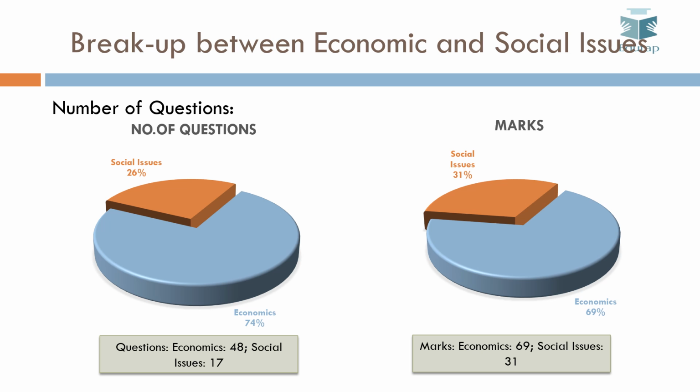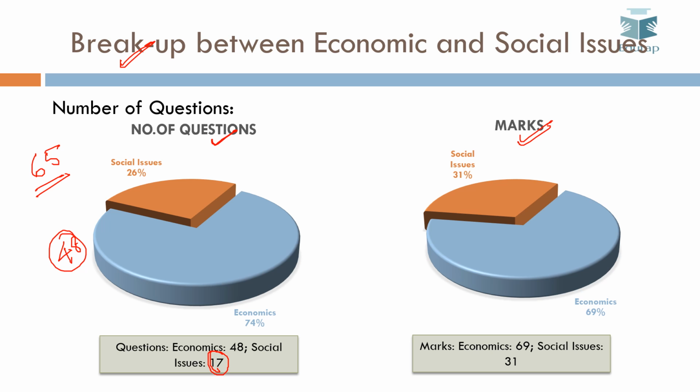So friends, now let us have a look at the breakup between economics and social issues, okay? In terms of the number of questions as well as in terms of marks. You can see 2 pie charts here. The first one is for the number of questions. Out of a total of 65 questions, 48 questions were asked from topics included under economics, and 17 questions were from social issues, okay.